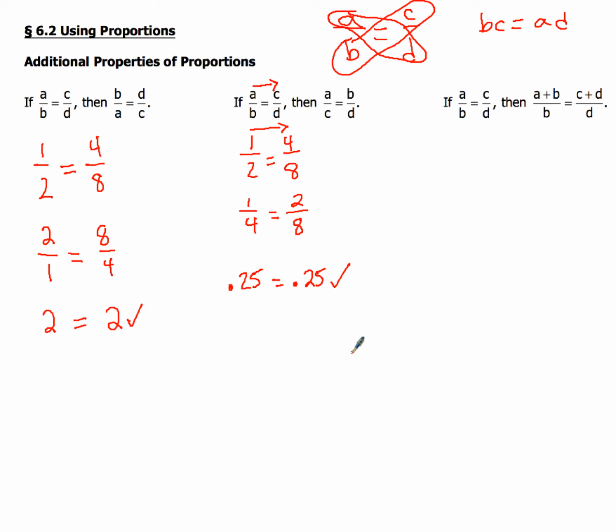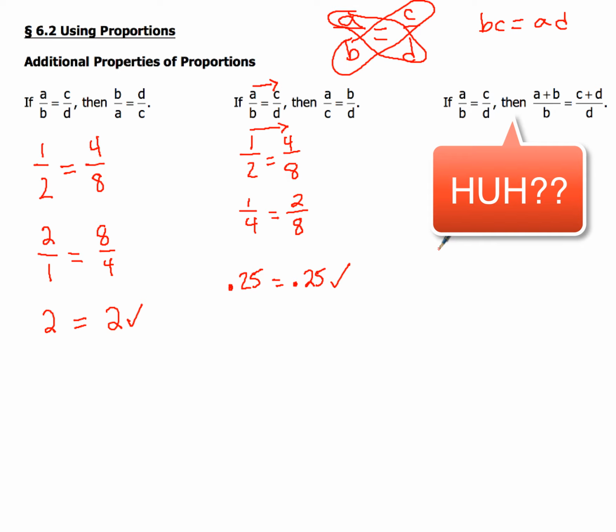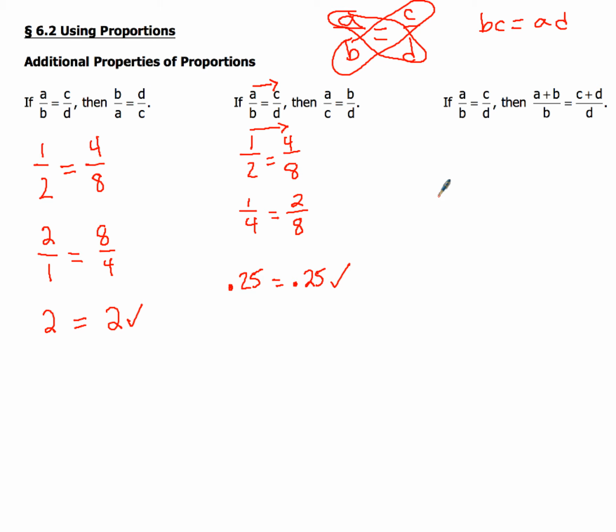Now our third one: if A over B equals C over D, then A plus B over B equals C plus D over D. This one's probably the newest and the most confusing of the three new ones. But let's keep the same idea and use 1/2 equals 4/8. What this property says is A plus B over B. In the bottom, I'm going to have 2 still, but on the top, I'm now going to have 1 plus what's in the denominator, 2. So that's what I'm going to have on the left side.